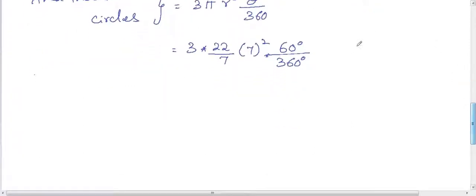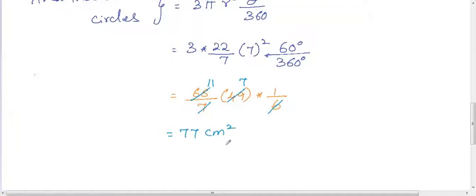So we'll get 3 times 22 is 66. 66 divided by 7 into 49, and 60 divided by 360 becomes 1 by 6 here. Now simplify this one. 7 sevens are 49, and we have 66, and in the denominator we have 6, so 6 elevens are 66. So we have 11 times 7, which is 77 centimeters square. So this is the area of the circles included inside the equilateral triangle.